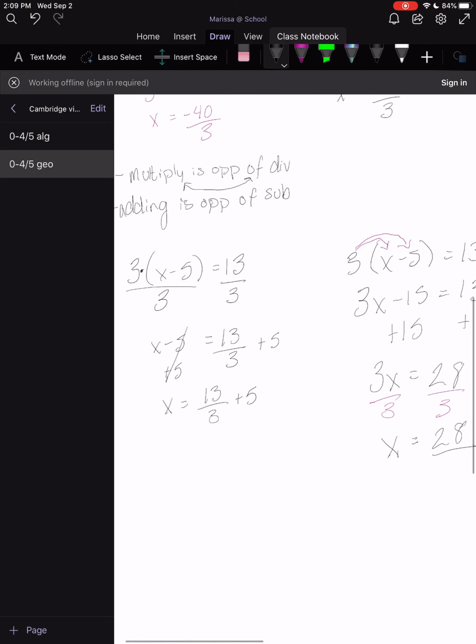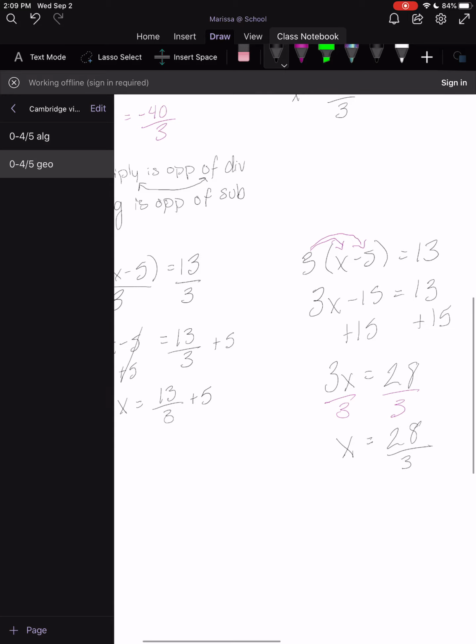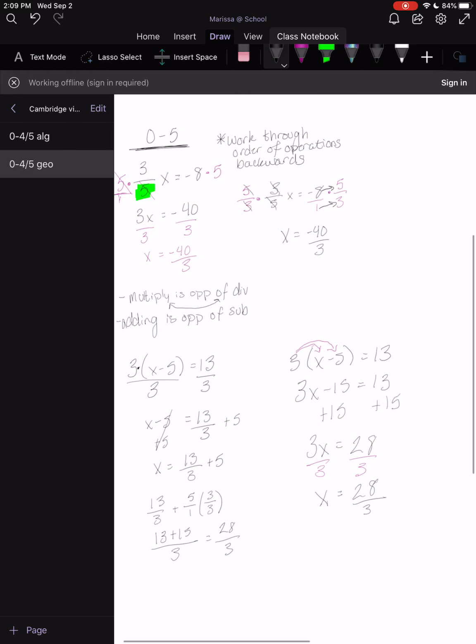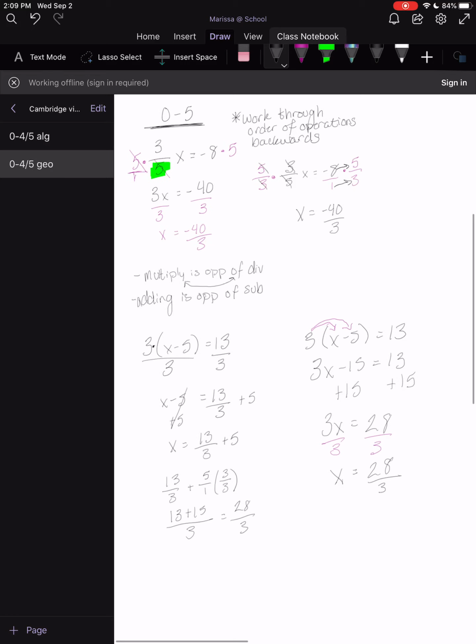Just really quick, as a reminder, that means the same thing. If I have 13 over 3 plus 5, I need to get the same denominator. Technically, the 5 is over 1. I'm just going to multiply that second fraction by 3. So I've got 13 plus 15 all over 3, which is the same thing as 28 over 3. So you get the same answer either way. One's just written differently. I would accept either one because they are both correct.